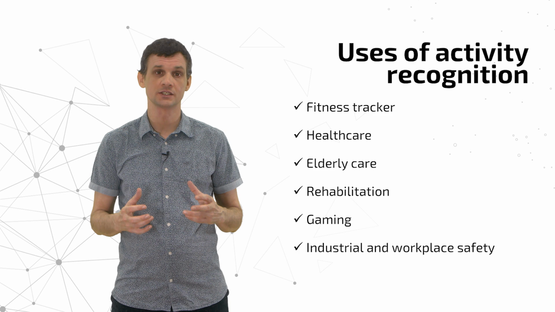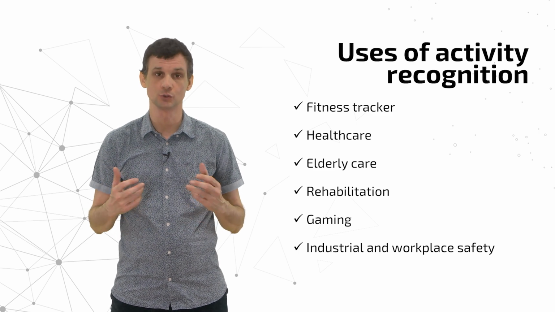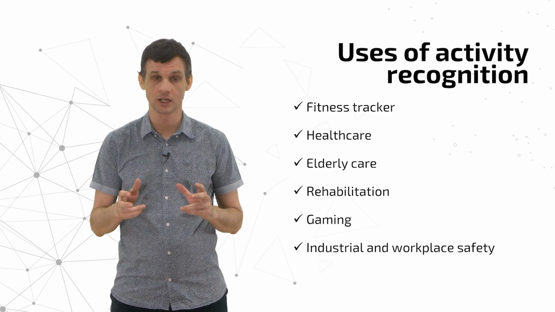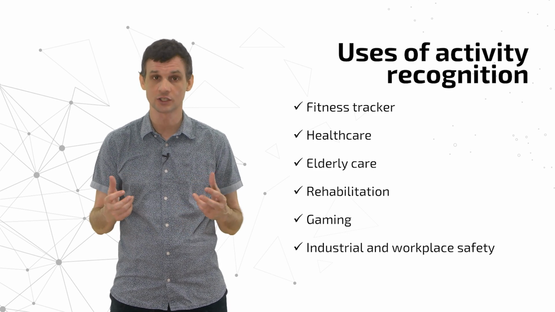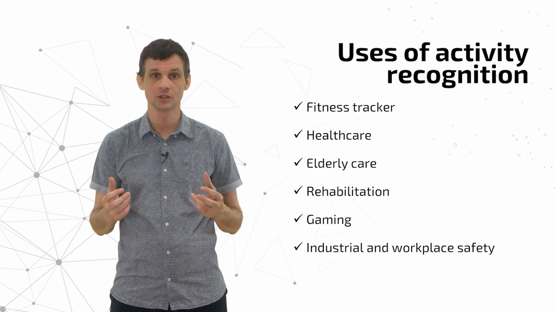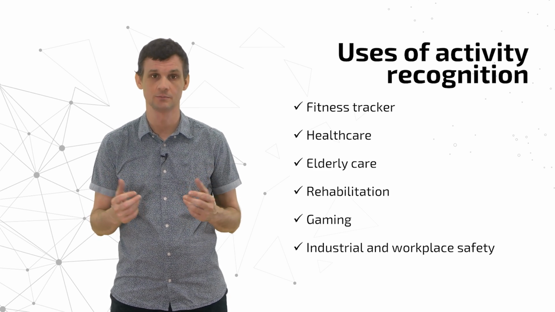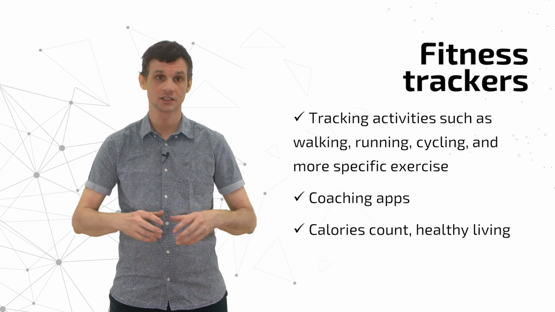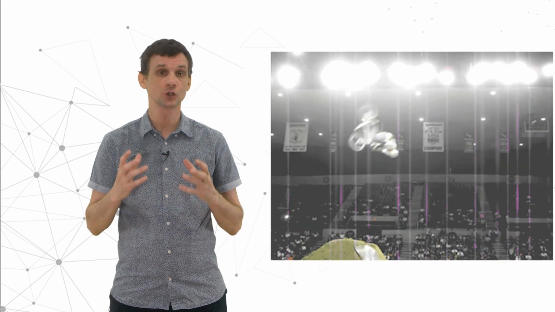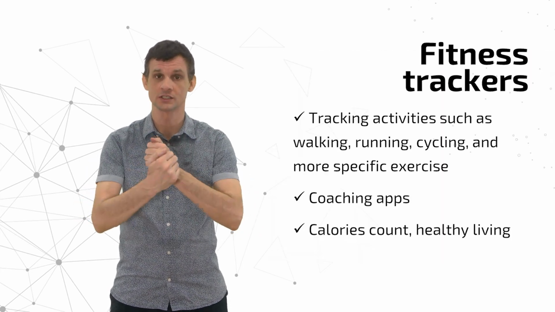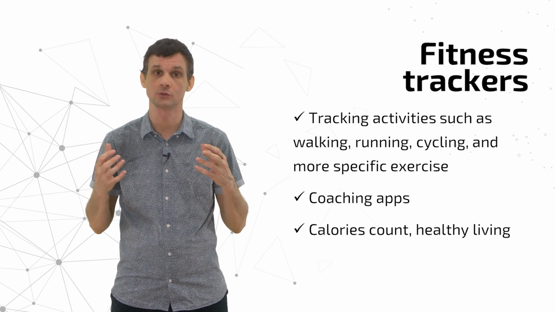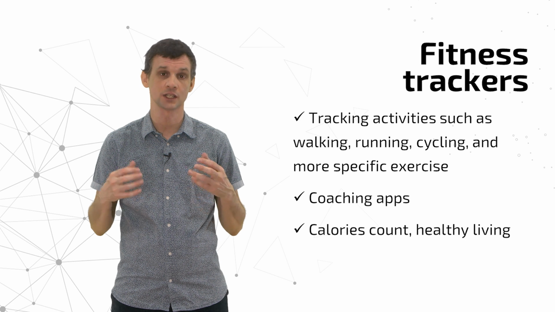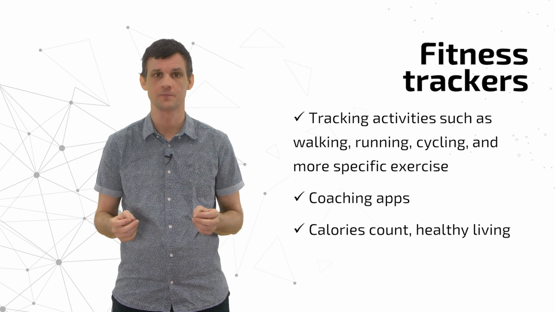There are numerous domains where activity recognition with wearable sensors can be used. The one you are probably familiar with are fitness trackers, but these technologies can also be used in healthcare, elderly care, rehabilitation, gaming, or industrial and workplace safety. In fitness applications, wearables can track activities like walking, running, cycling, and even more specific exercises like push-ups or sit-ups. They often come with coaching apps, allowing the users to set and compare goals with their friends. They have models that count calories and can help with healthy living.